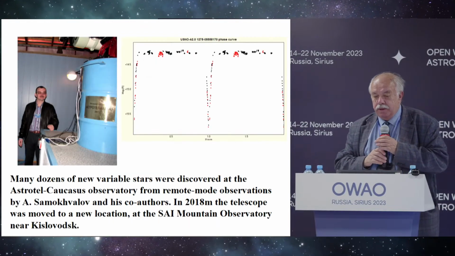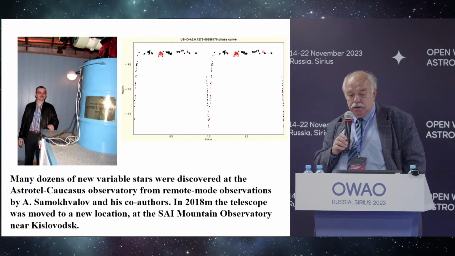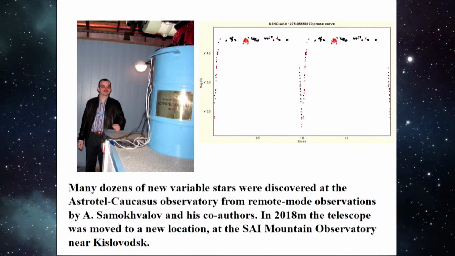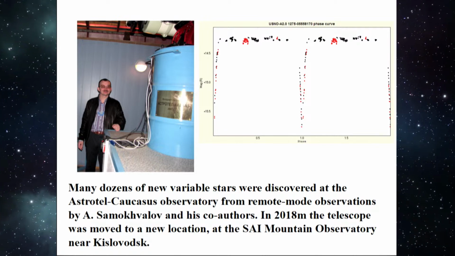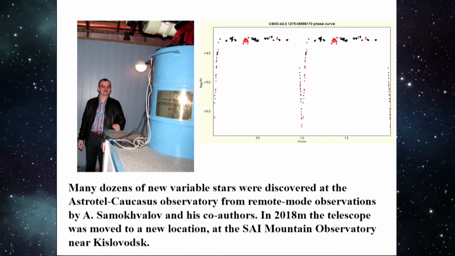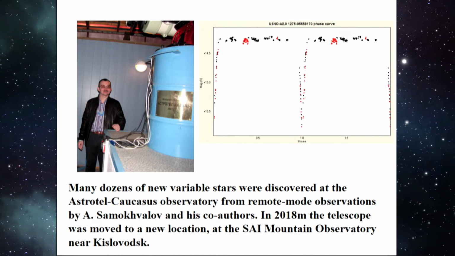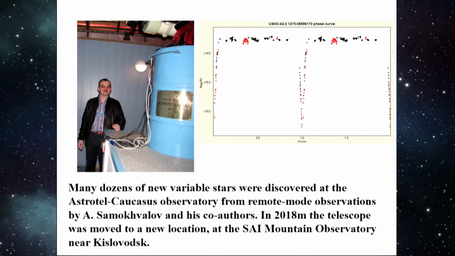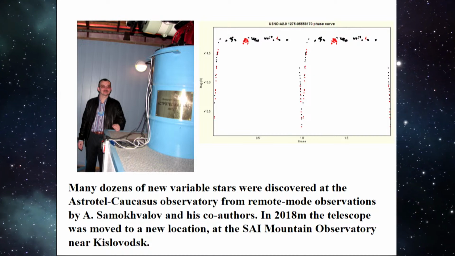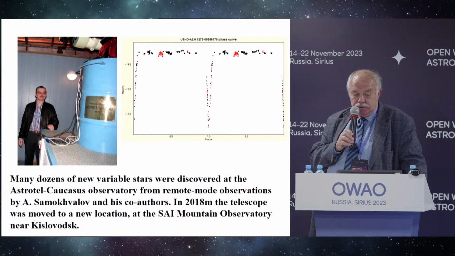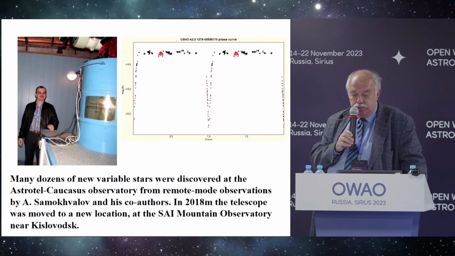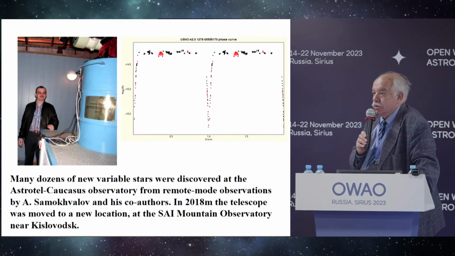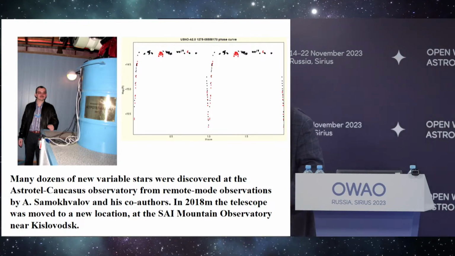There is also a young guy, Andrei Samokhvalov, who started as amateur astronomer, and now he's thinking about a dissertation on astronomy, on variable stars. He started at the Caucasus with a telescope that belonged to a rich amateur astronomer. Then that astronomer closed this work, and now Andrei Samokhvalov installed his new telescope at the Sternberg Astronomical Institute's mountain observatory near Kislovodsk. It is absolutely remote controlled.